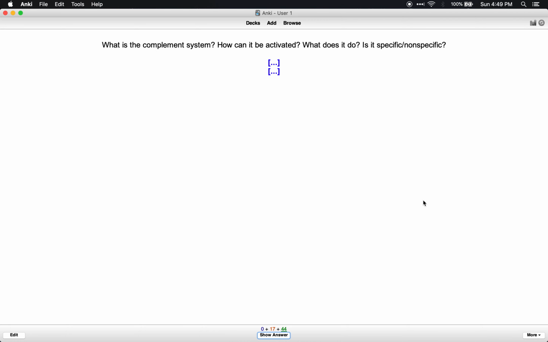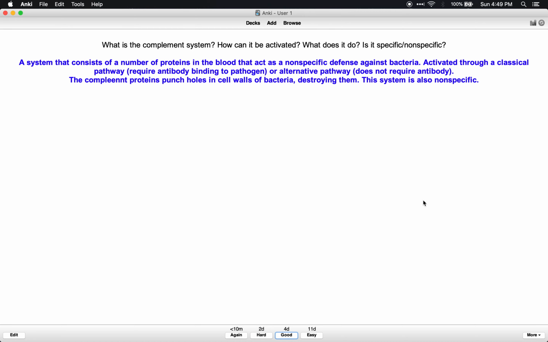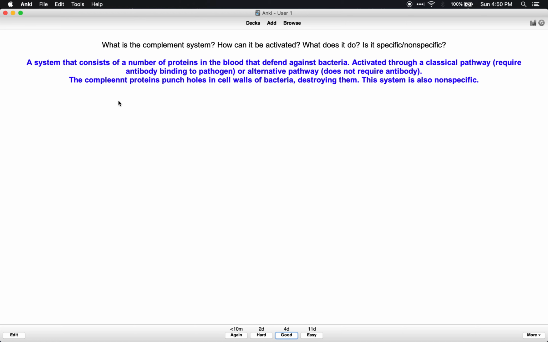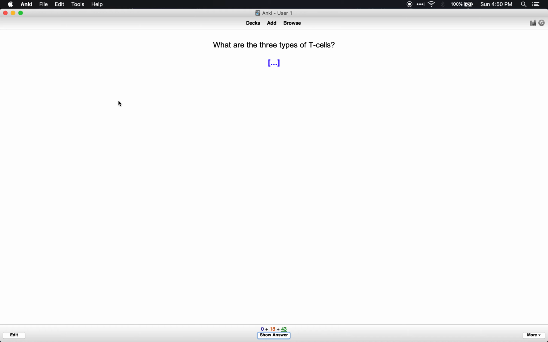There's a complement system. How can it be activated? The complement system consists of a number of proteins in blood that act as a non-specific defense against bacteria. It is activated through the classical pathway, which requires antibody binding to the pathogen, or an alternative pathway that does not require antibodies. It punctures holes in the cell wall of the bacteria, destroying them. It's also non-specific.